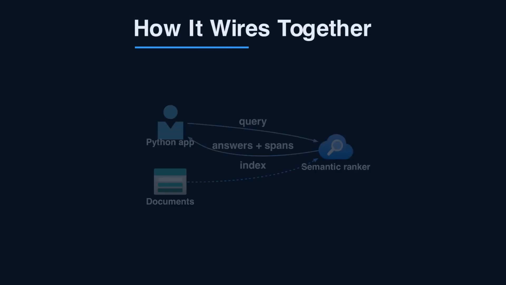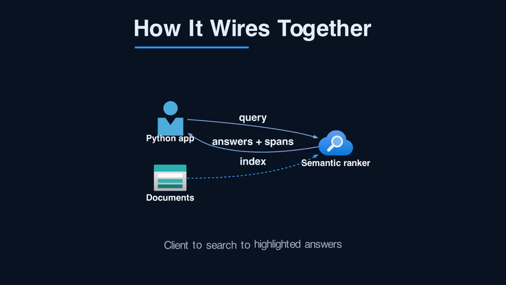Here is how the pieces wire together. Your Python client sends a natural language query. Azure AI Search retrieves and re-ranks the top 50 results. The semantic ranker extracts answer spans from those documents. It also generates captions with inline highlight markers. Your app reads the spans and paints them for the user.